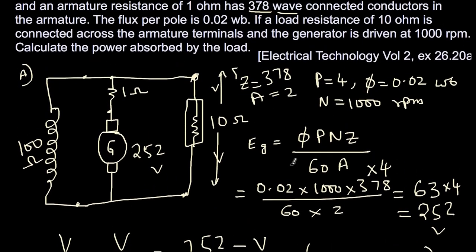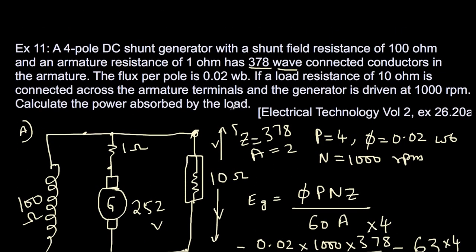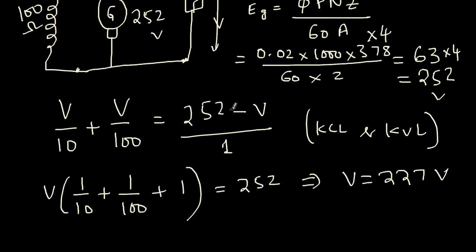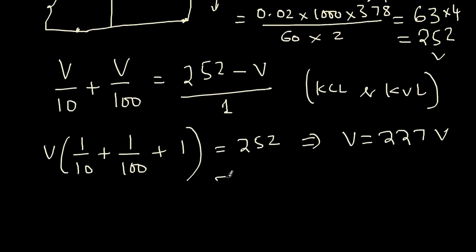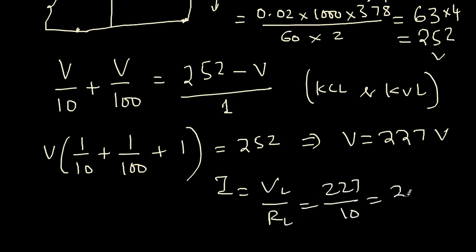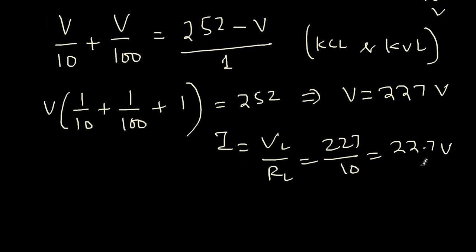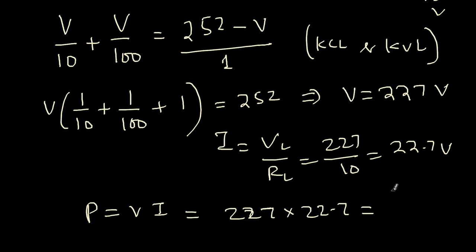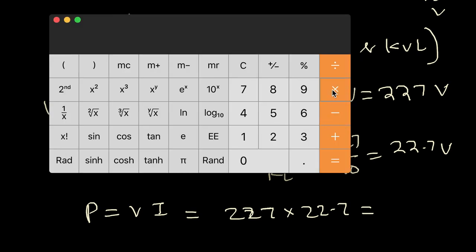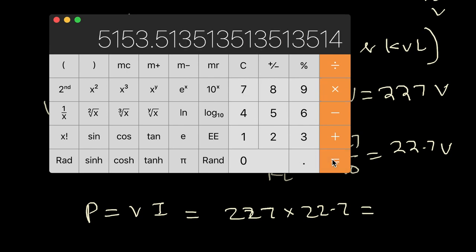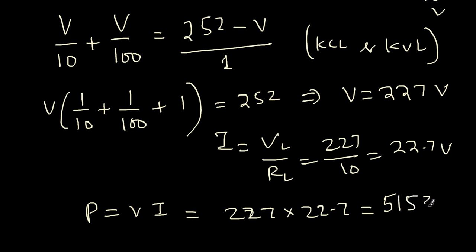Once I know the output voltage, what is asked in the question? Calculate the power absorbed by the load. The load current will be V load by R load, that is 227 by 10, 22.7 amps. Therefore load power will be V into I, that is 227 into 22.7, which will be 5153 watts. So this is the output power I'm getting.